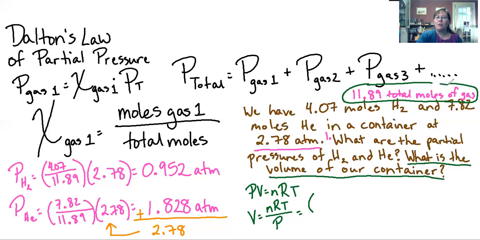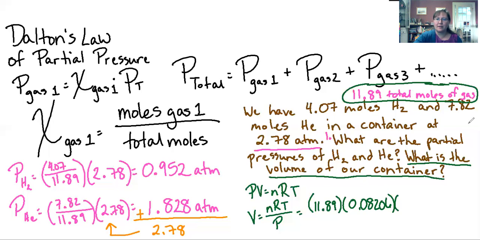Because remember, volume does not depend on the size of the particles. It depends only on the number that you have. So we're going to use our total number of moles, 11.89. And then we have our R value, 0.08206. And our temperature, which I didn't give us here. I would have needed to give you that. So we'll say that we're at 25 degrees.